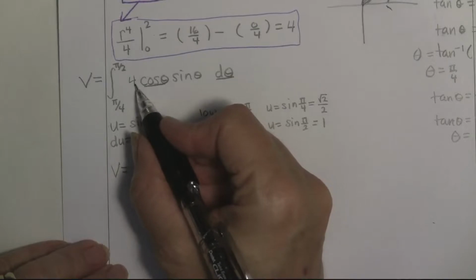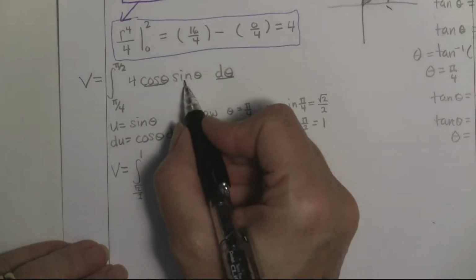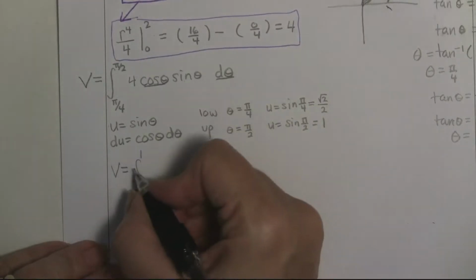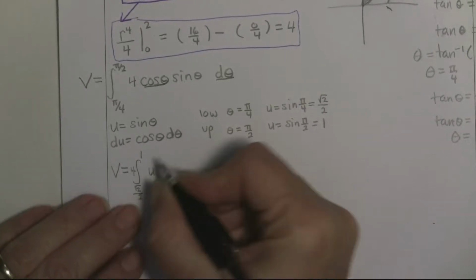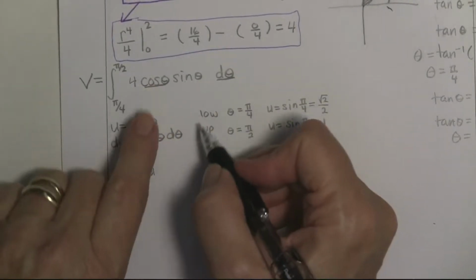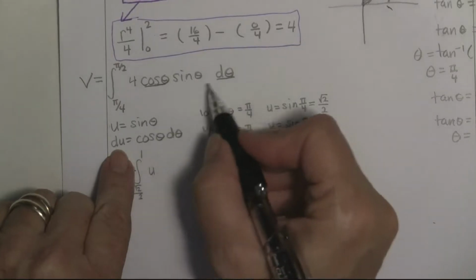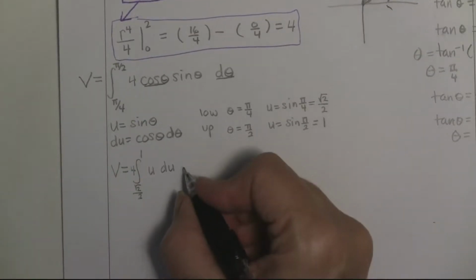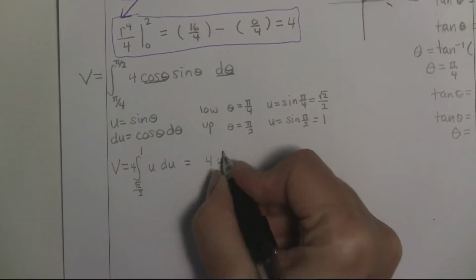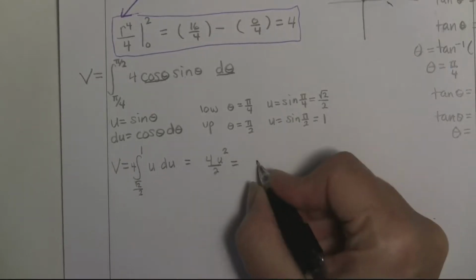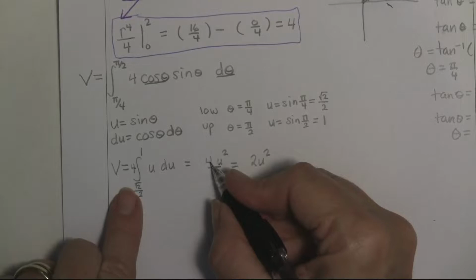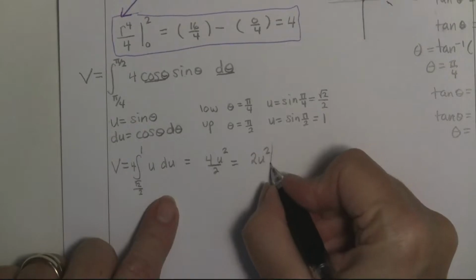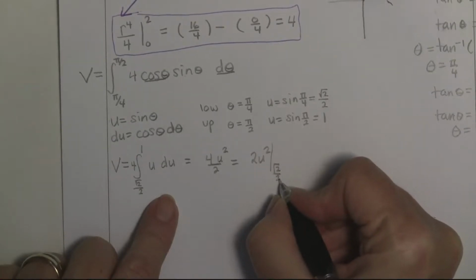So I have 4 sine of theta. And remember, we were replacing sine of theta with u. I'm going to put the 4 here in the front. So u. And then I'm replacing cosine theta d theta with du. So this becomes u du. And then I can integrate that. That's going to be 4u squared over 2, which equals 2u squared. I put the 4 out in front, right? And u squared over 2. So that's 2u squared. And I'm going from square root of 2 over 2 to 1.